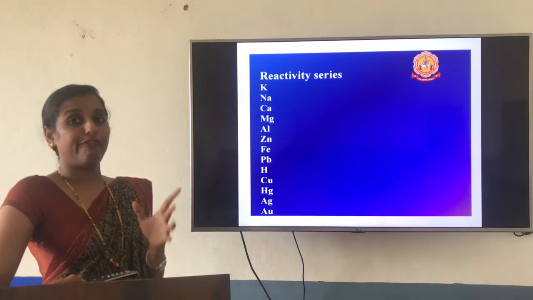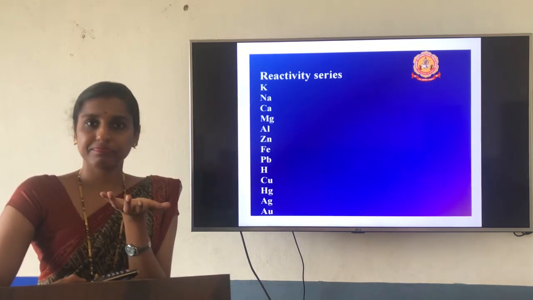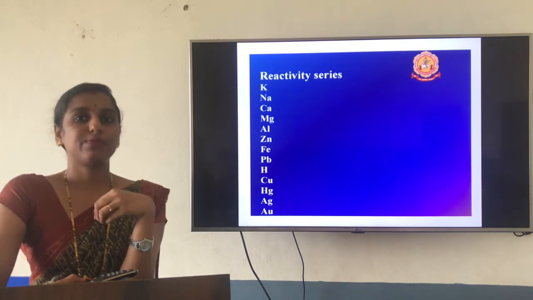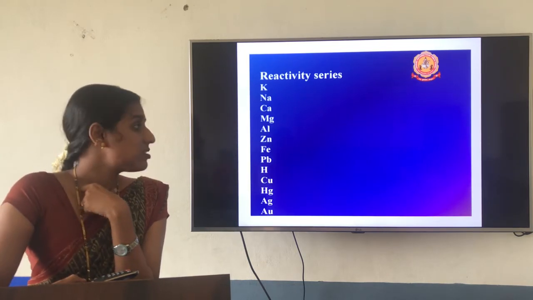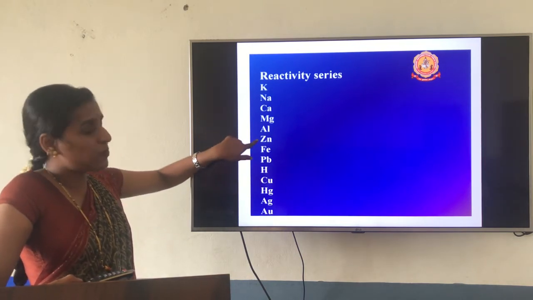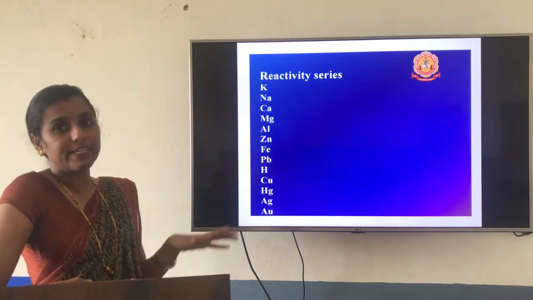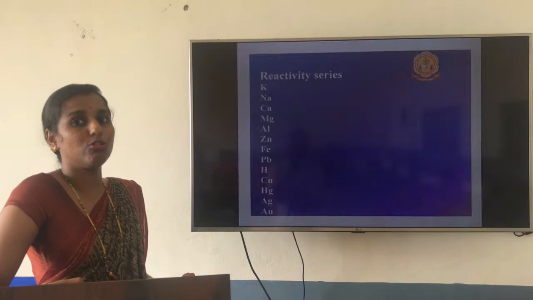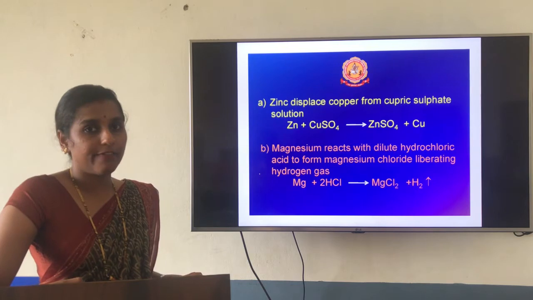Now if I take, in a beaker, instead of copper sulfate, zinc sulfate, a green color solution, and for that I take a copper rod, is it possible to displace, is it possible to get a blue color solution? No. Why? Because copper is a lower reactive element. It cannot displace zinc because zinc is a highly reactive metal. So based on the reactivity series, your displacement reaction will happen. Only a higher reactive element can displace a lower reactive element. So zinc can displace copper, so that you will get zinc sulfate as a product.